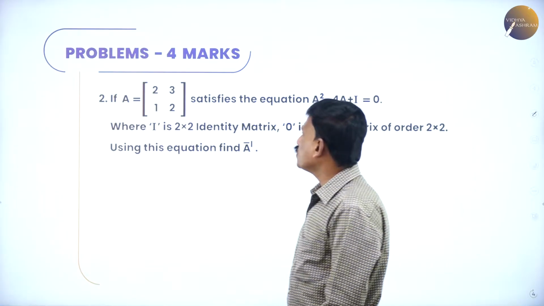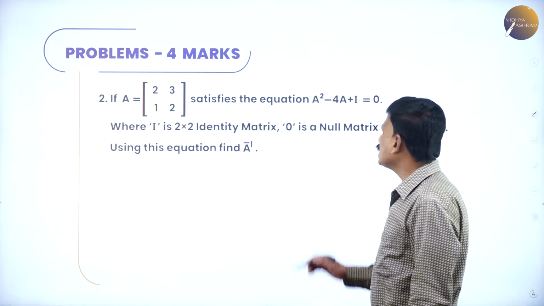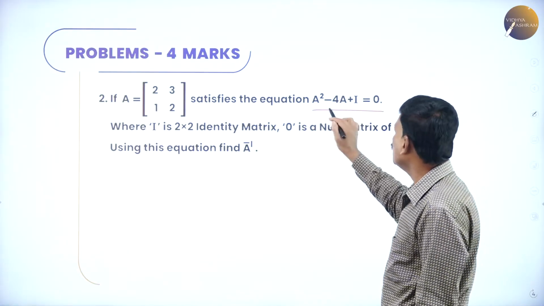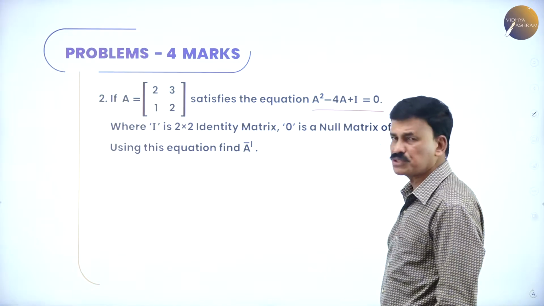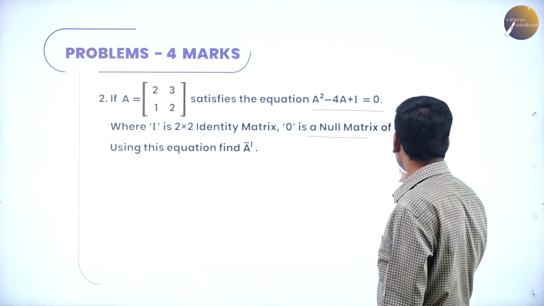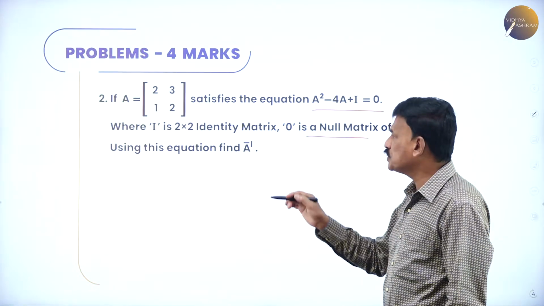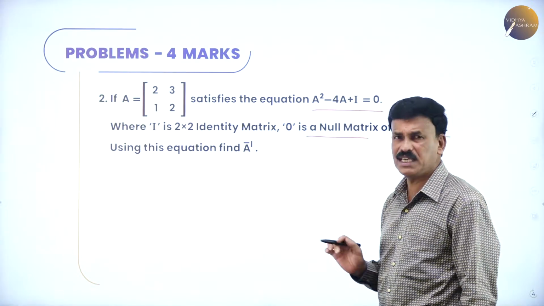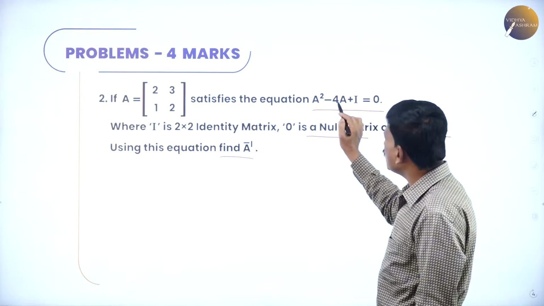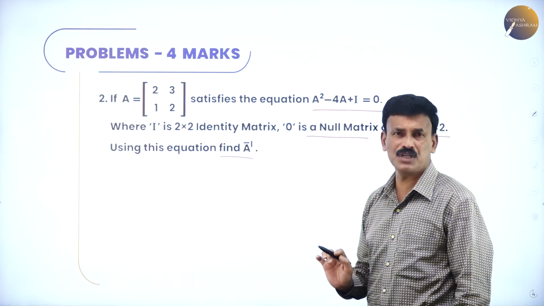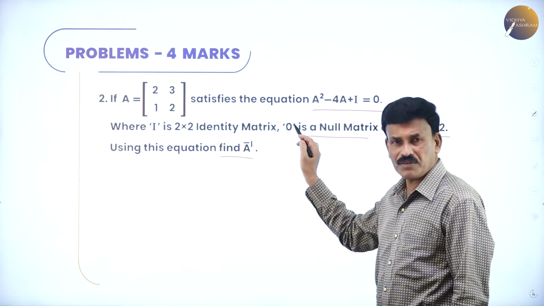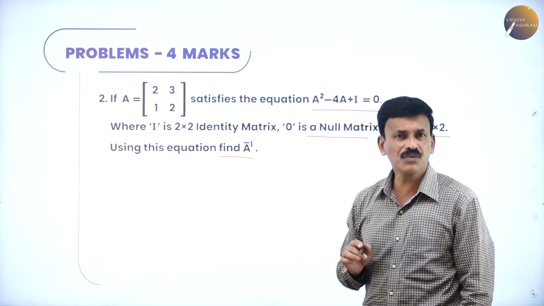If A is equal to 2, 3, 1, 2 satisfies the equation A square minus 4A plus I is equal to 0, where I is a 2 cross 2 identity matrix and 0 is a null matrix of order 2 cross 2, using this equation, find A inverse. The matrix A will satisfy this equation. There is no need to verify this. Just straight away take this equation and solve for A inverse.